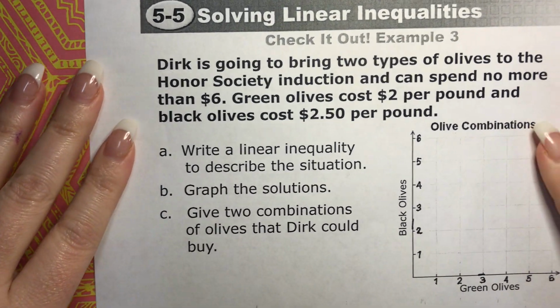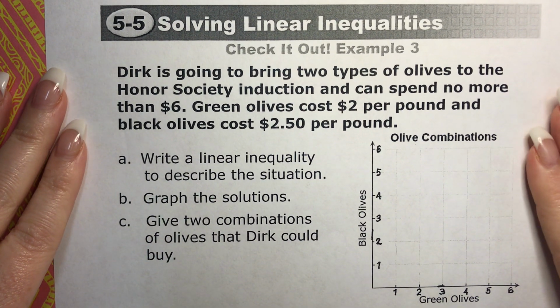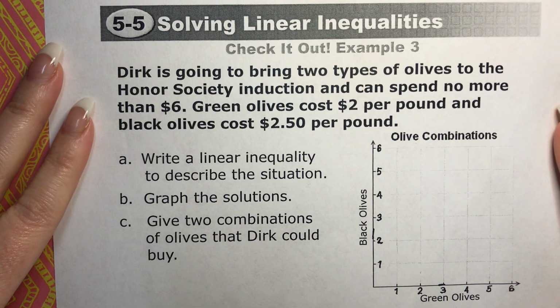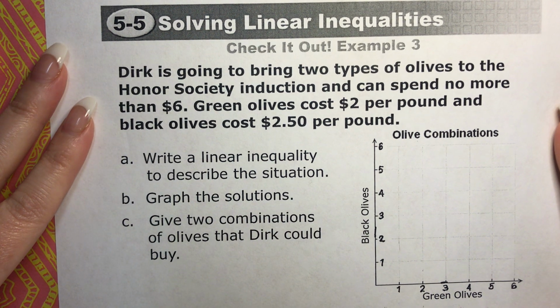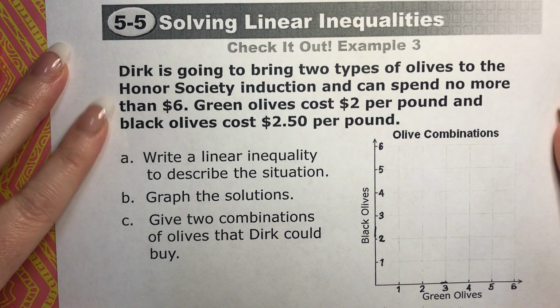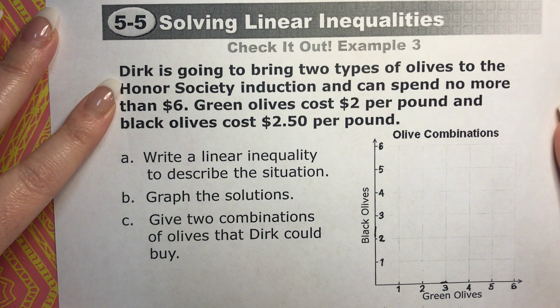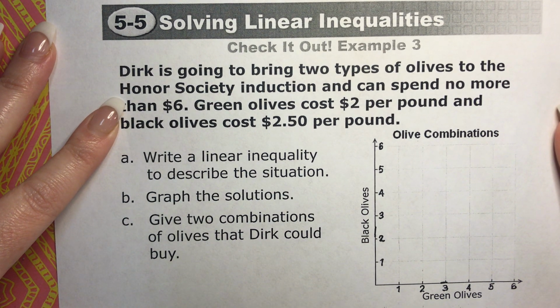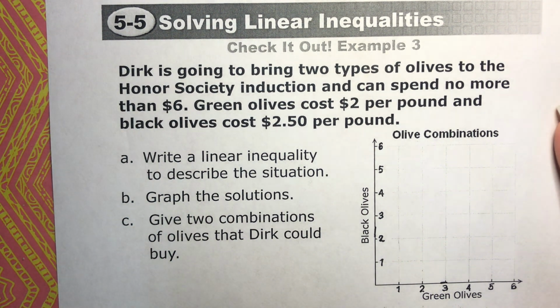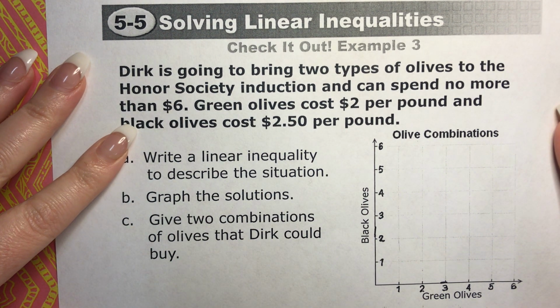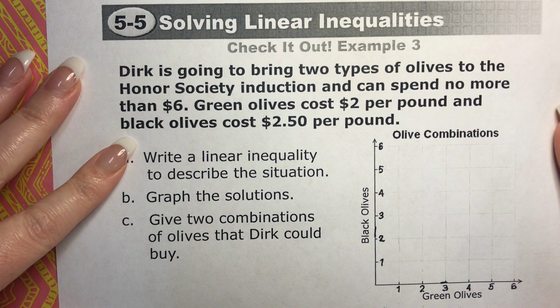Okay, and I just want to go ahead and do this one together just so we get comfortable with dealing with applications of linear inequalities. So for check it out example 3, Dirk is going to bring 2 types of olives to the Honor Society induction and can spend no more than $6. Green olives cost $2 per pound, and black olives cost $2.50 per pound, okay?